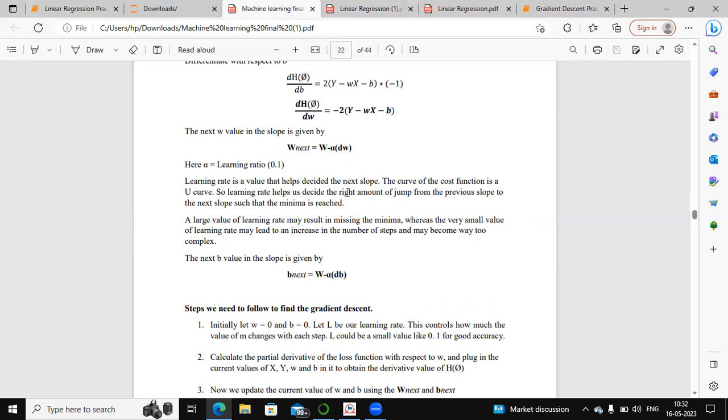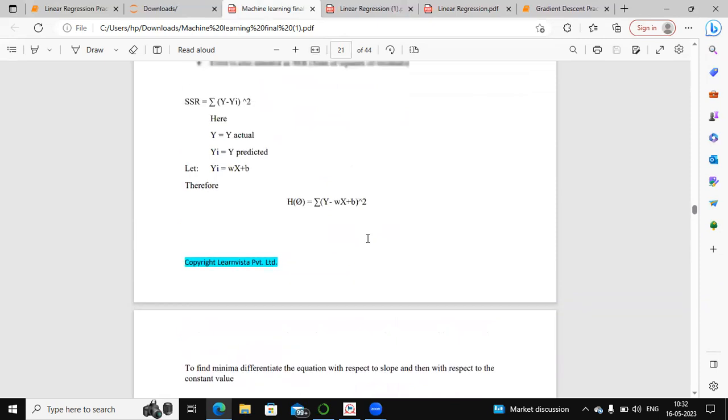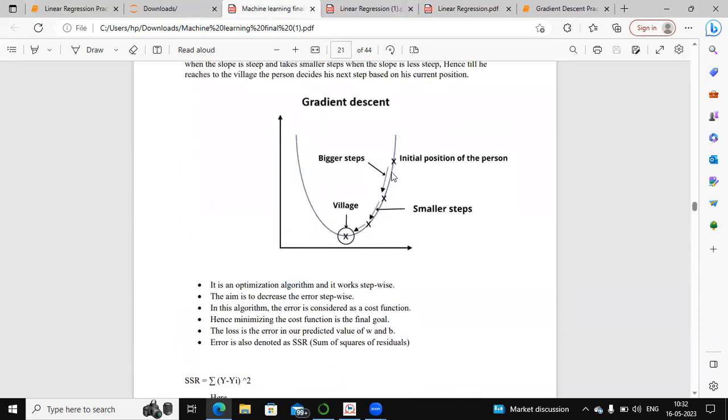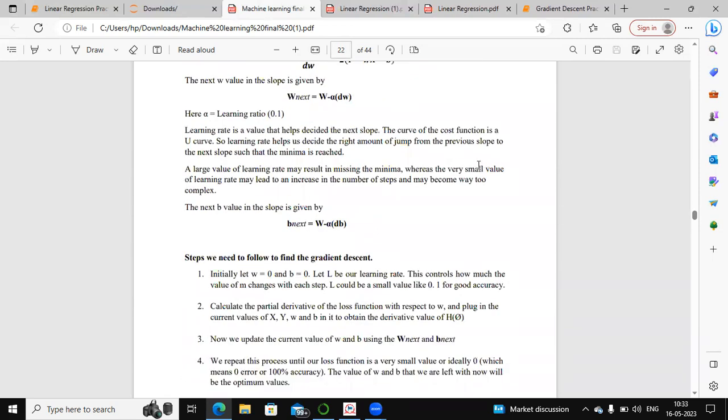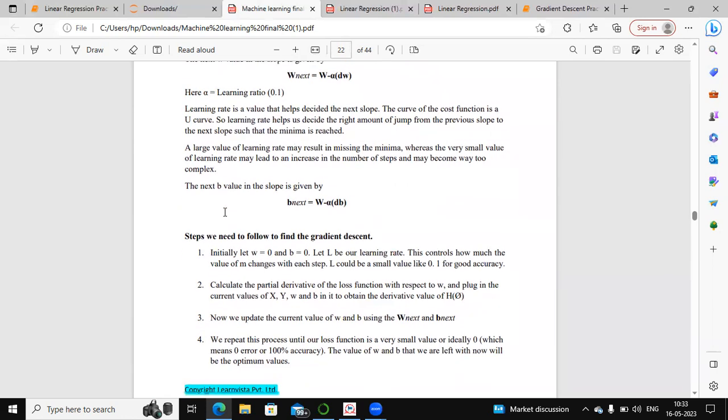So the learning rate decides the right amount of jump from the previous slope to the next slope such that the minima is reached. A large value may result in missing the minima, whereas a very small value may lead to an increase in the number of steps. A very small learning rate means small steps, from here to here, here to here, so it will take some time to reach the minima point. But it will give an accurate result, though it may become too complex.